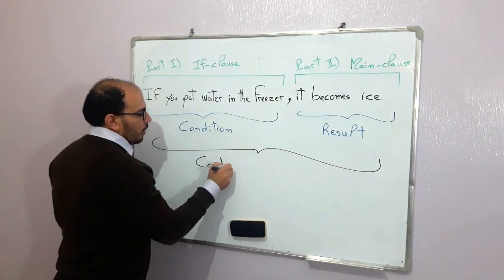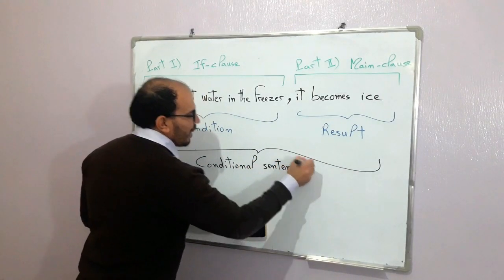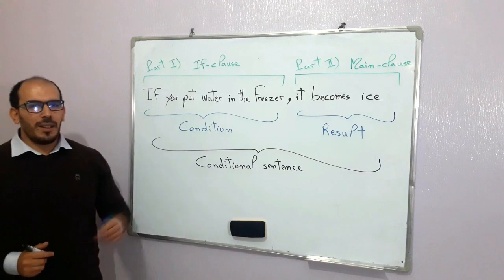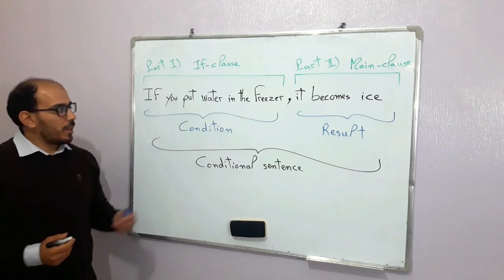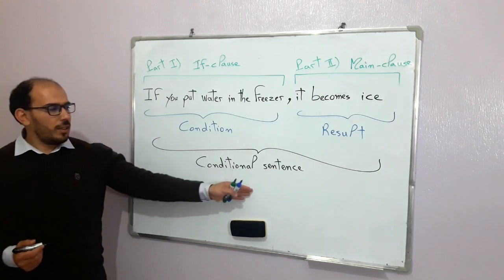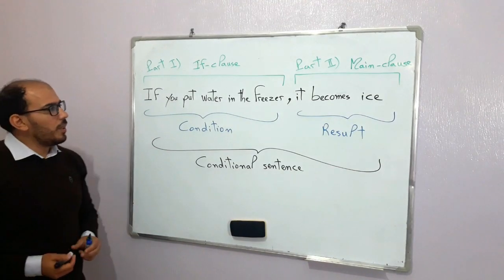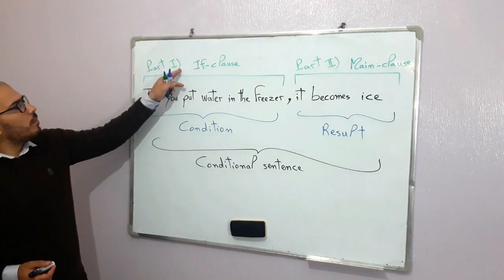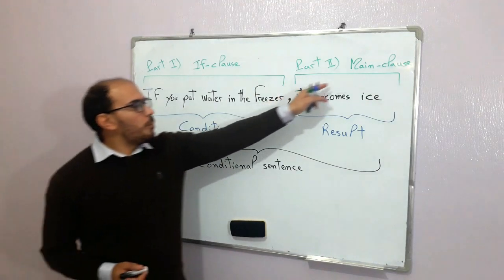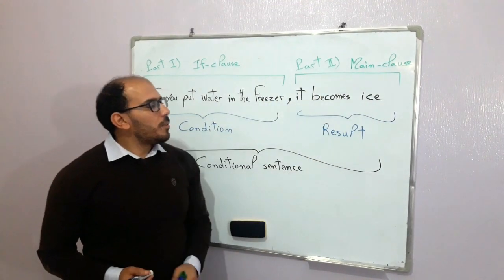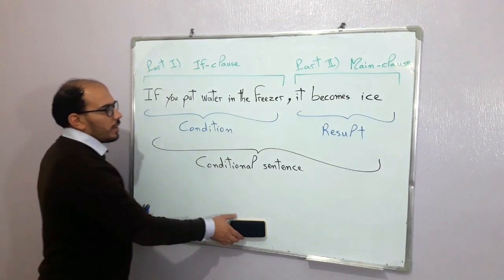And generally speaking, this is what we call a conditional sentence. So the lesson of today is the conditional sentence. And of course, the first step to start the lesson is to understand what they mean by the conditional sentence. It is a sentence in which we have two parts. Part one, which is the if clause, represents the condition. Part two, which is the main clause, represents the result. So this is what we mean by conditional sentence.